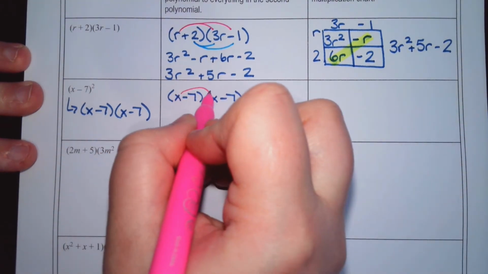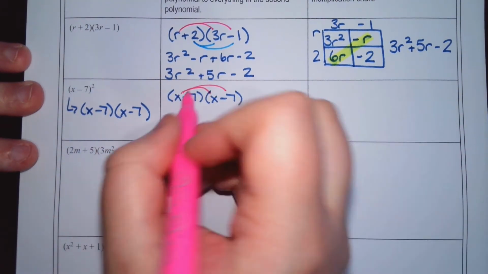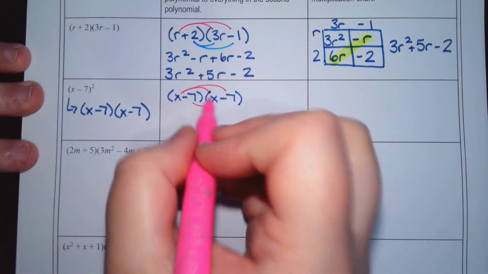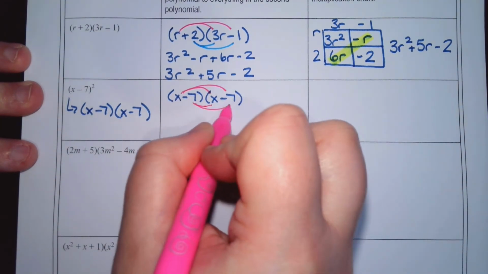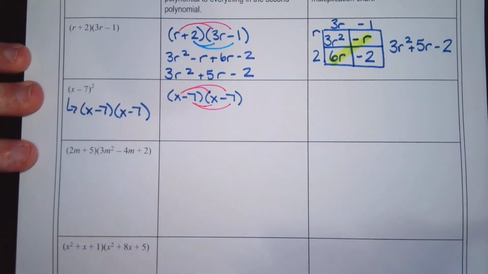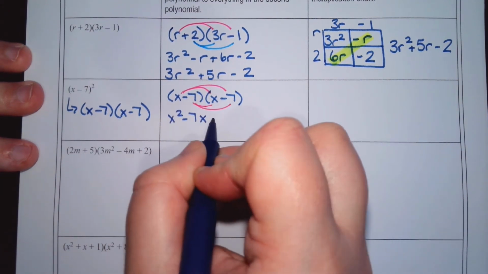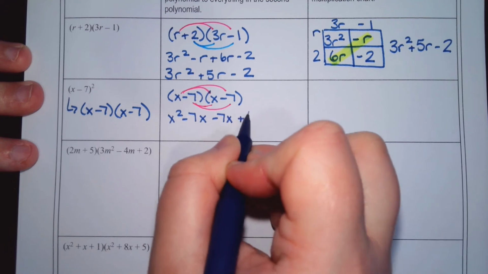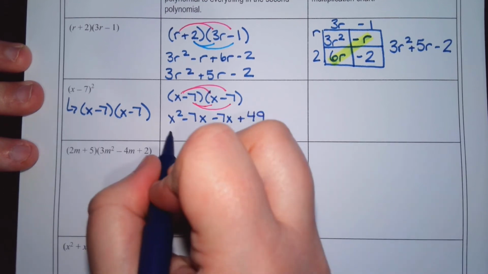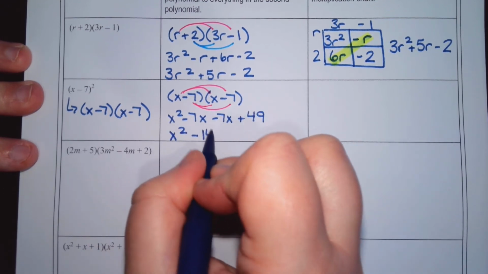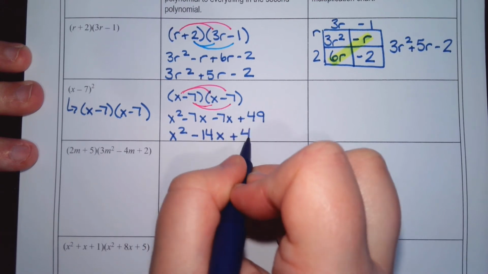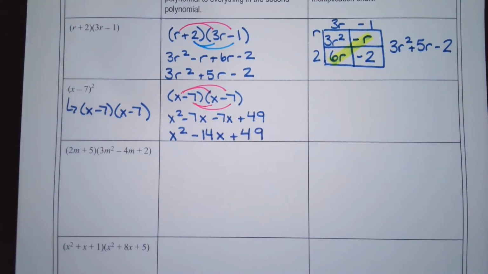So x times x, x times negative 7, negative 7 times x, negative 7 times negative 7. So we have x squared minus 7x minus 7x plus 49. So x squared minus 14x plus 49.